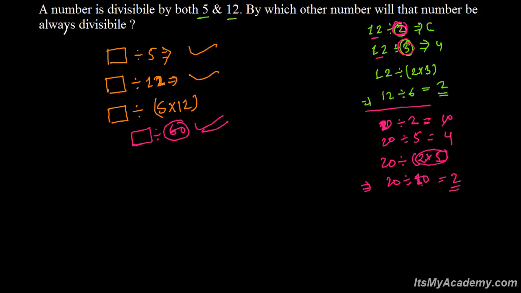Just as when a number was divisible by 2 and by 3, that number was always divisible by the product of 2 and 3, that is 6, similarly here, if a number is divisible by 5 and 12, then the number must always be divisible by 60, which is 5 times 12. It is something like this. I hope you understand this.